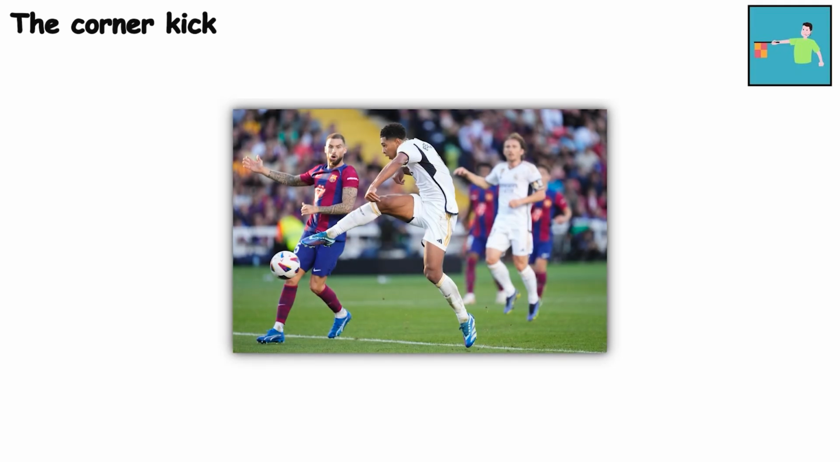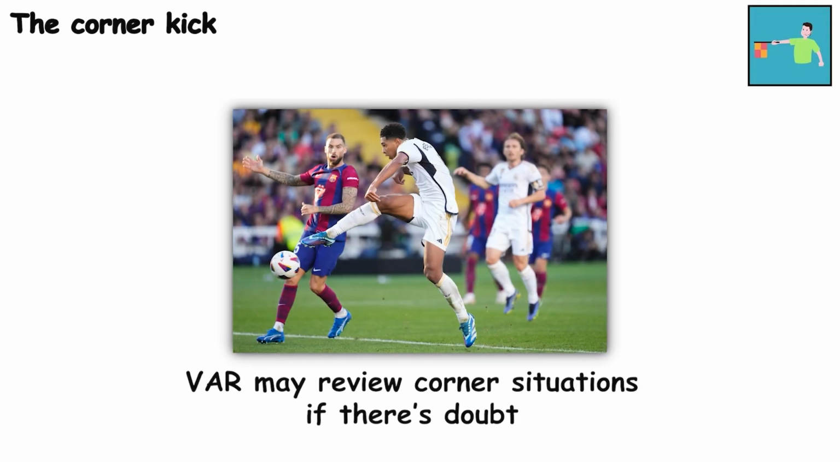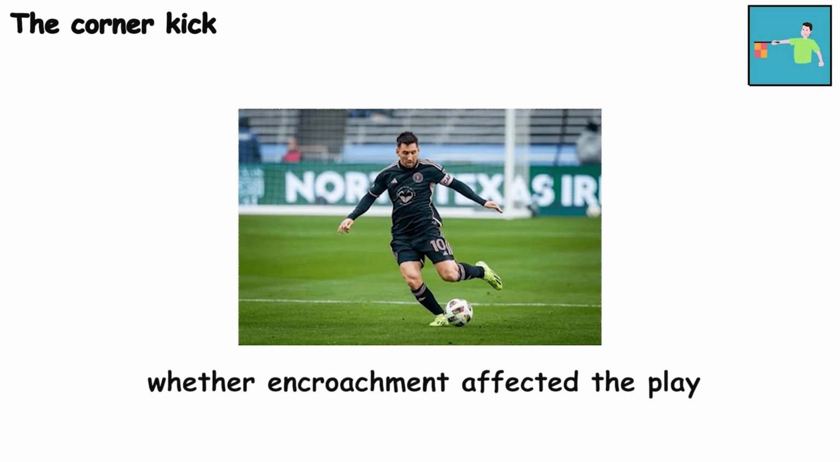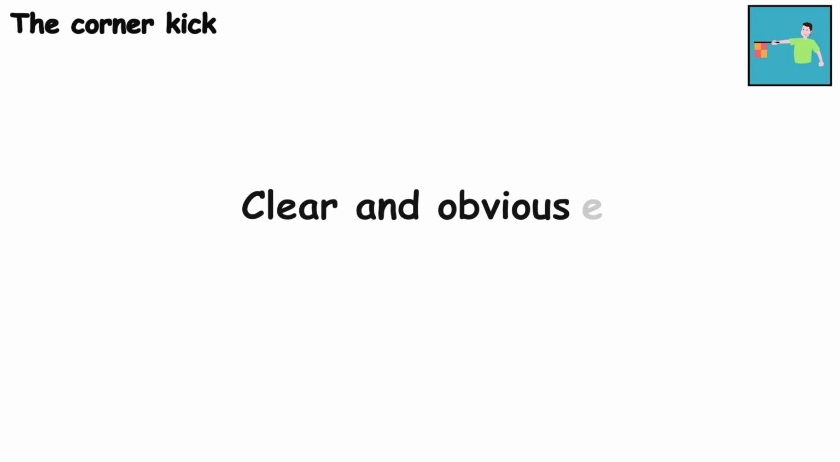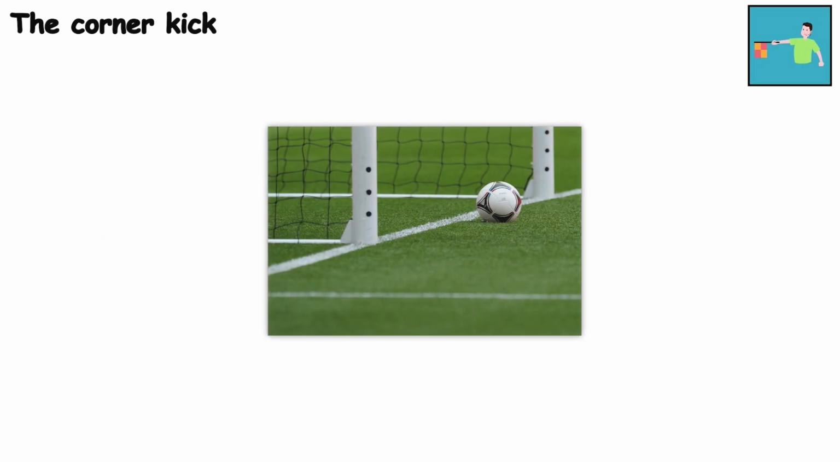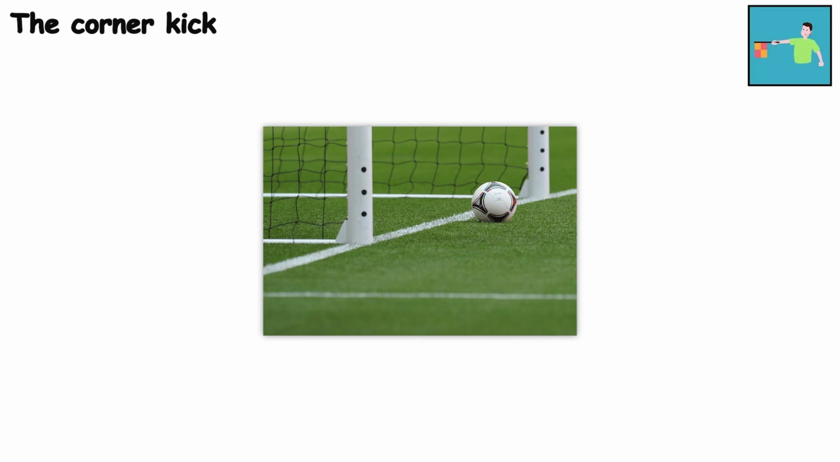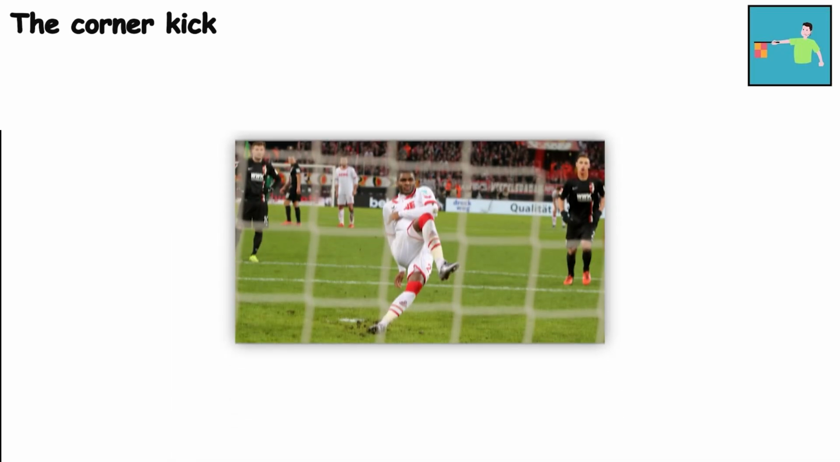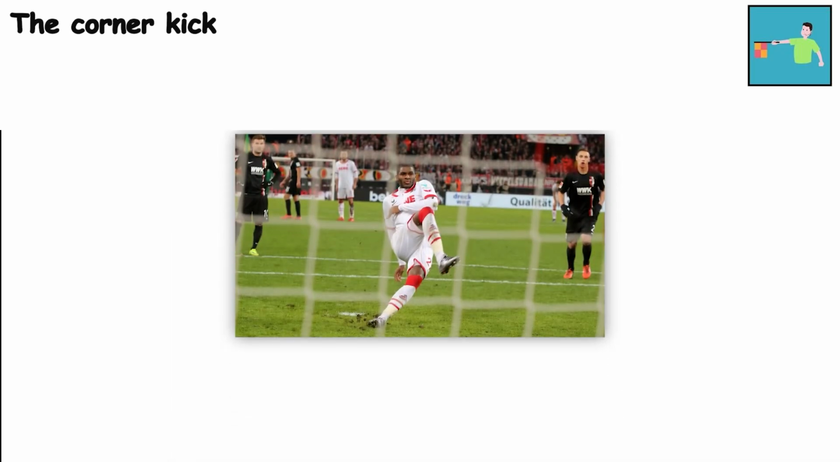At top-level matches, VAR may review corner situations if there's doubt about whether the ball fully crossed the goal line before being touched by a defender, or whether encroachment affected the play. Clear and obvious errors can be corrected according to VAR protocols. These corner kick rules ensure a fair restart from goal line situations, maintain the attacking team's opportunity to create goal chances, and standardize the procedure across all levels of competitive football.